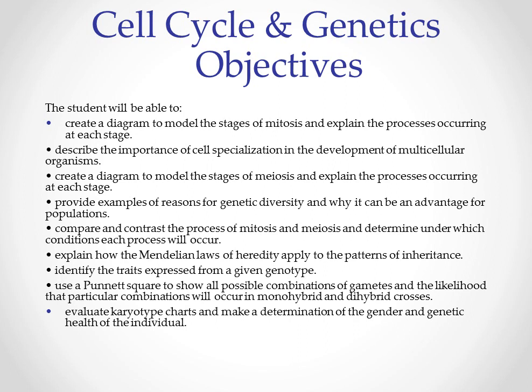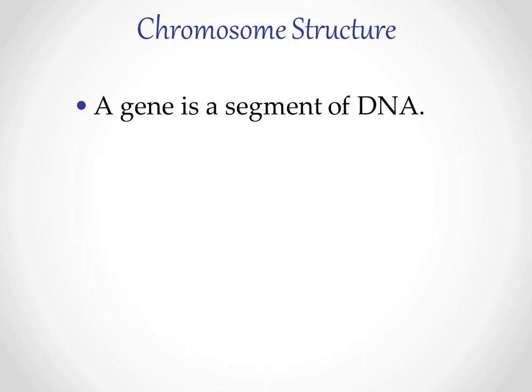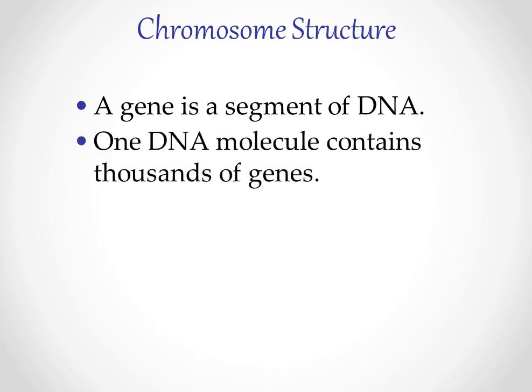Why is it an advantage for populations? You're going to compare and contrast the two different processes. You're going to explain Mendel's law of heredity. You're going to identify traits. You're going to use a Punnett square in order to figure out those traits, and you're also going to evaluate a karyotype for determining gender versus genetic health.